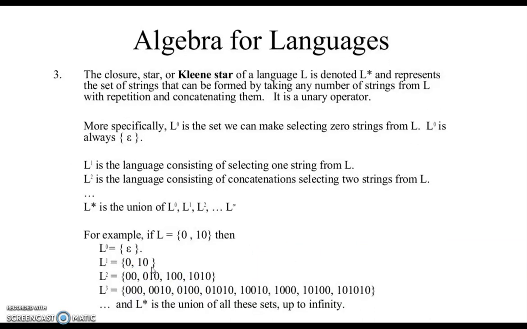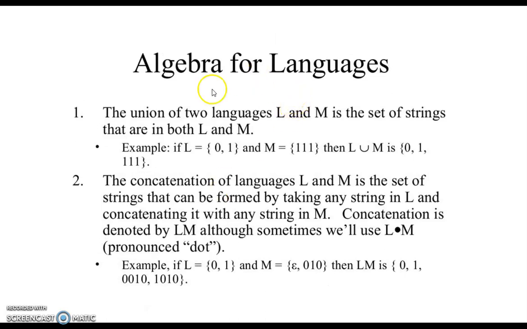Now we will see the algebra of language. The union of two languages L and M is the set of strings that are in L or M. Example: if L is equal to {0, 1} and M is equal to {1, 1}, then L union M is {0, 1, 1, 1, 1, 1, 1}.